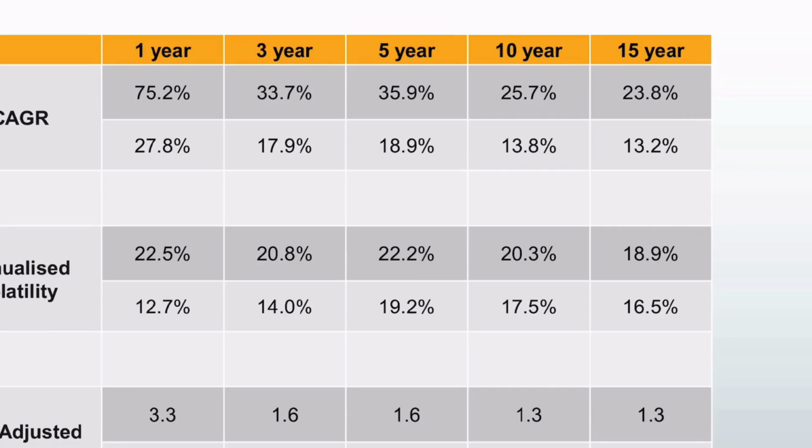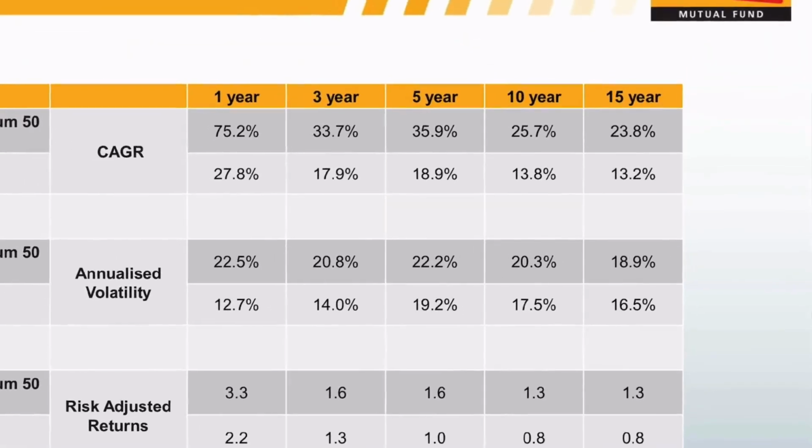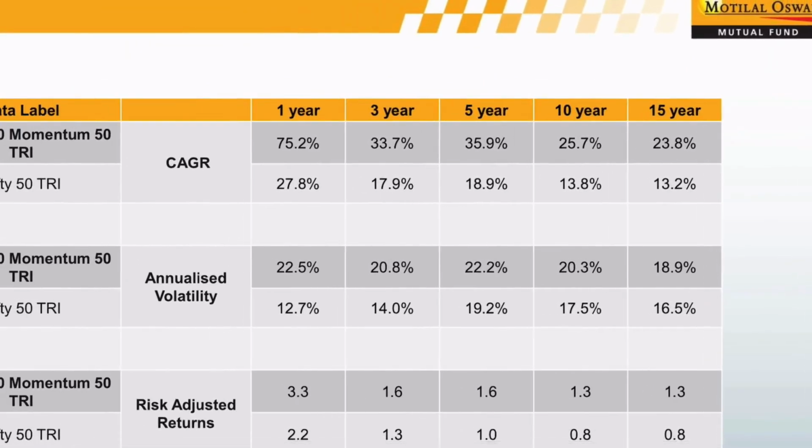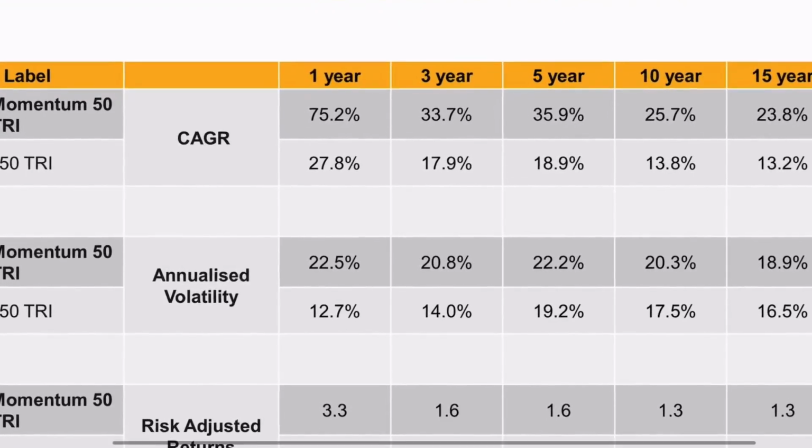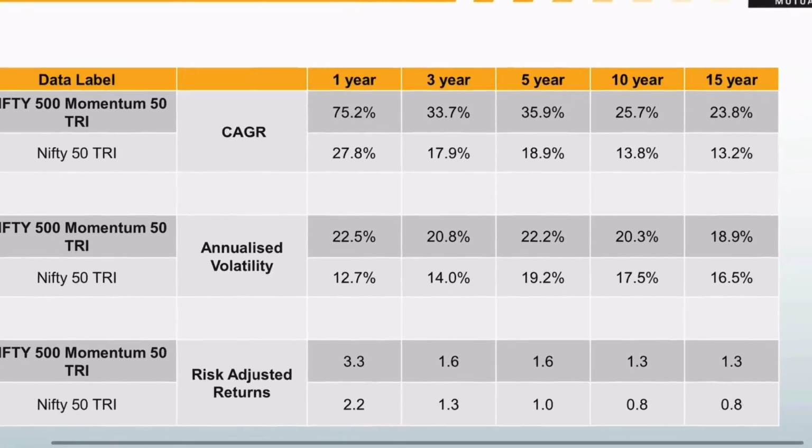In a 15 year period, the volatility spread still went lower. Momentum 50 has 18.9% volatility, while Nifty has 16.5% volatility, just a 2.4% difference. So friends, what I understand from this is, when the period is extending, when the tenure of investment is longer, the volatility will be more or less 3 to 5% higher than Nifty 50. So that is what we can conclude from this, friends.